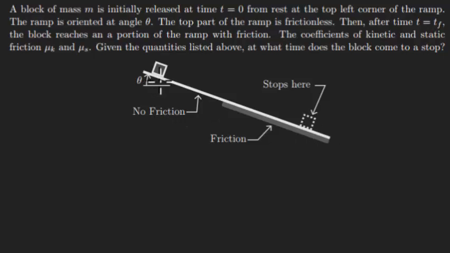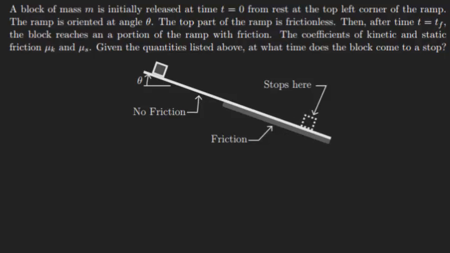So I release it from rest. It slides down for a little bit. Then at time that I'm calling TF, the block hits this friction part and it starts slowing down and comes to a stop right there. Now in this problem, I'm going to give you the coefficients of kinetic and static friction. What I want you to do is find the time it takes for the block to come to a complete stop. Now this is one of these classical dynamics problems where you have to compute something.